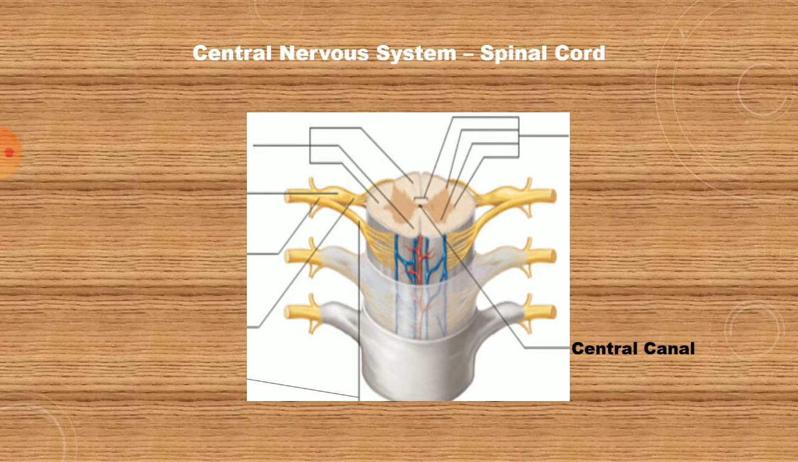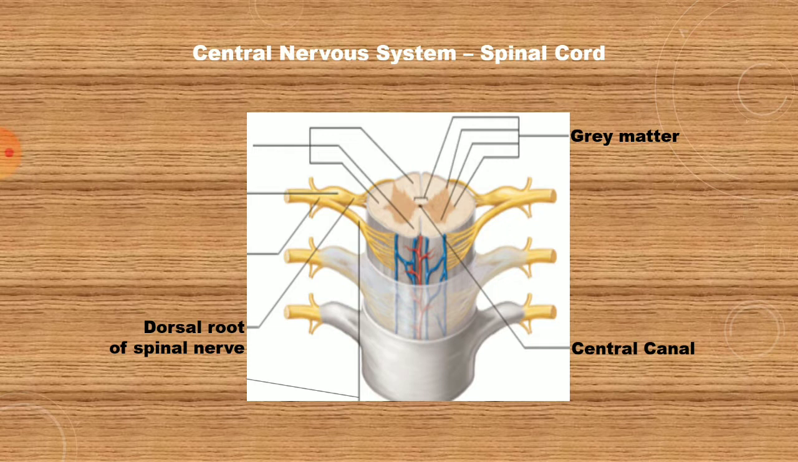Internally, in the center, the spinal cord contains a cerebrospinal fluid-filled cavity called the central canal. Outside the central canal, the gray matter is present, which is H-shaped with posterior horns. Horns, like animals have horns, a cow has horns. This is a horn-like structure, H-shaped.